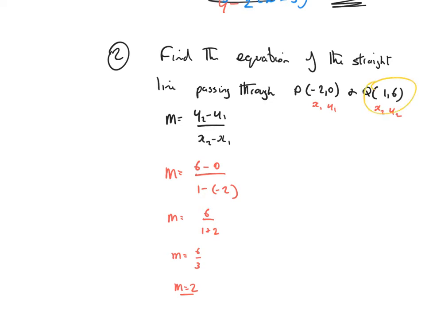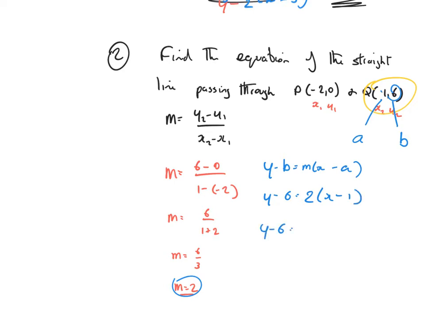So I'm going to choose this one here, and I'm going to label that (a, b), so a being 1 and b being 6. Put it into y minus b equals m bracket x minus a. So it's y minus 6 equals the gradient, which is 2, bracket x minus a, which is 1. Open it up, y minus 6 equals 2x minus 2, bring that across, change its sign, y equals 2x minus 2 plus 6, and that's y equals 2x plus 4, final answer.